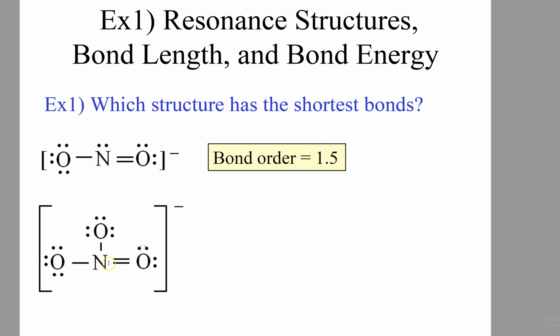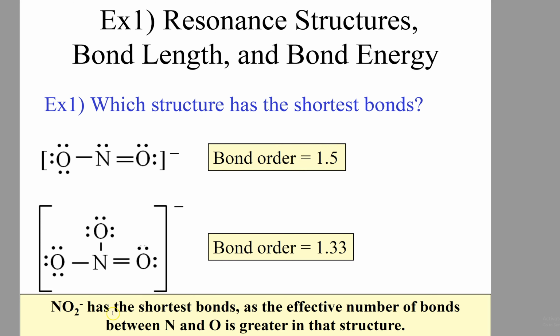Now in this specific case here, the bond order is going to be 1.33. And if you take a look at this, you divide 4 (1, 2, 3, 4) by 3 bonded, and then you're going to get that 1.33 bond order. So because the bond order is higher on the 1.5, this one is going to have the shorter bonds, as the effective number of bonds between N and O is greater than that of the structure for NO3.